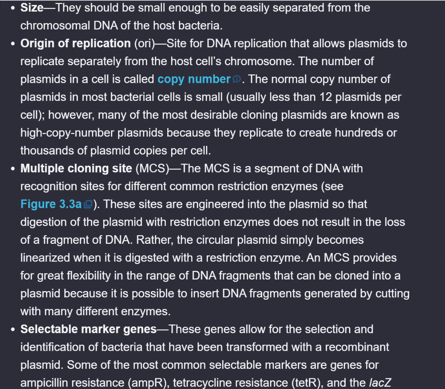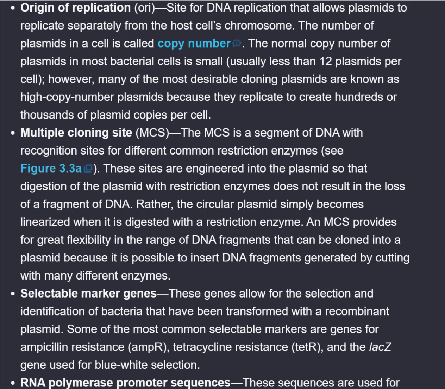Size: plasmids should be small enough to be easily separated from the chromosomal DNA of the host bacteria. Origin of replication, ORI: a site for DNA replication that allows plasmids to replicate separately from the host cell's chromosome. The number of plasmids in a cell is called copy number. The normal copy number of plasmids in most bacterial cells is small, usually less than 12 plasmids per cell.